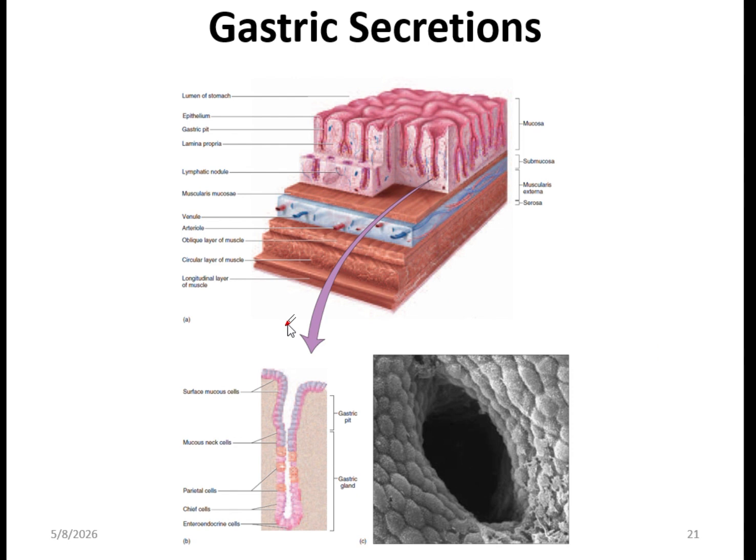So this is the gastric secretion. Here you can draw the figure, or you can see here, this is the lumen of the stomach, and these are the part of the epithelium. This is the lamina propria. So these are the gastric secretions, how secretions occur.